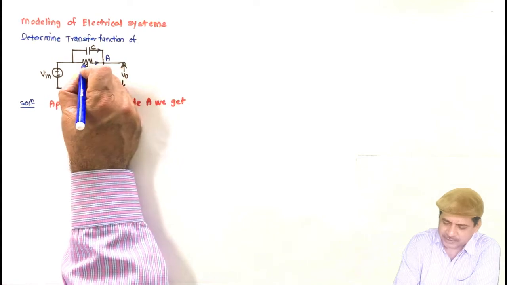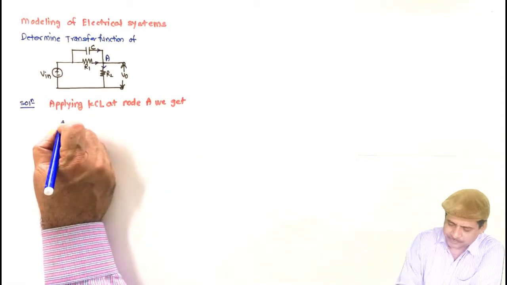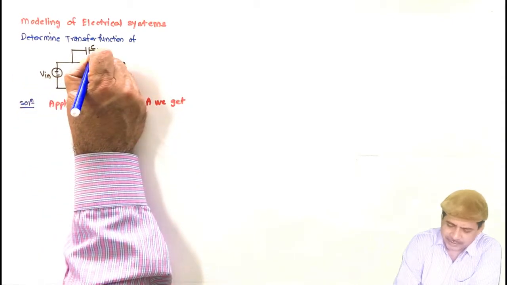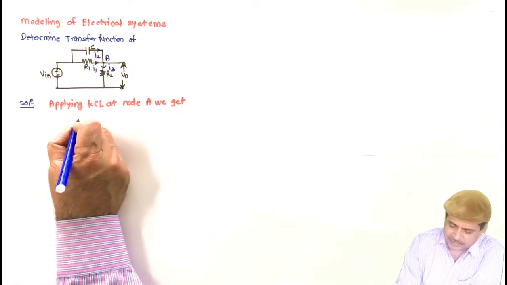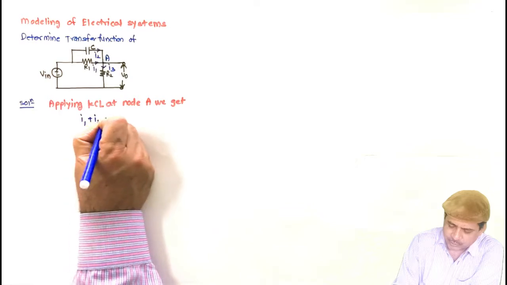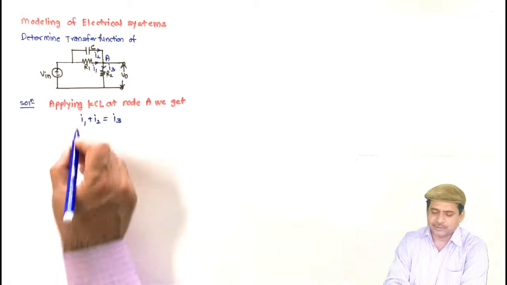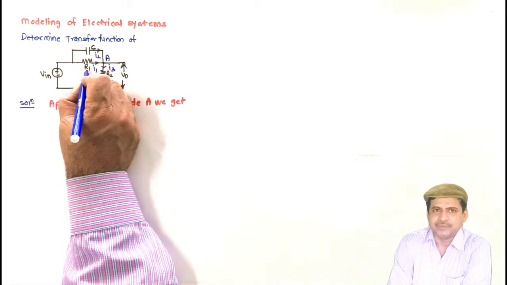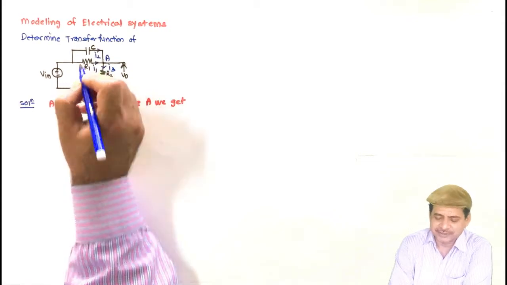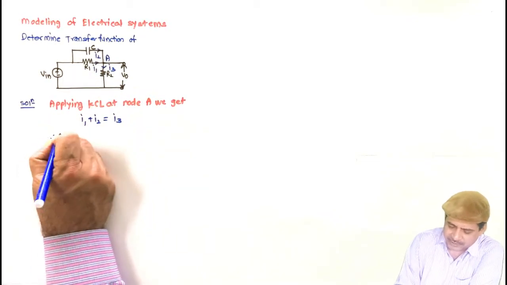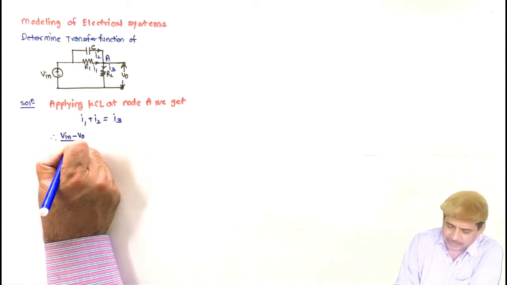At the node, what do we get? What is the current through R1? Let me denote this as I1, let this be I2, and let this be I3, and I will write here I1 plus I2 is equal to I3. And what is I1? I1 is the current flowing through this R1, which is the voltage across it divided by the resistance, and hence it is V in minus VO by R1.